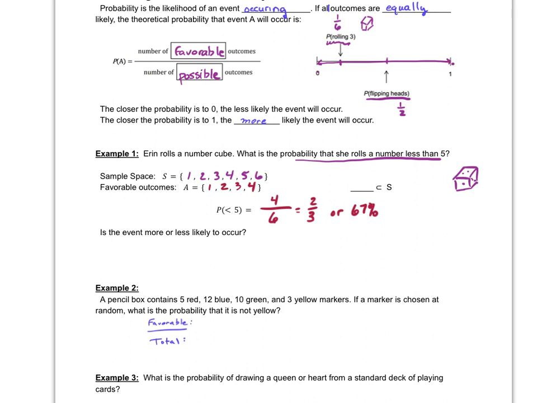Now, in this case, we could say that all my favorable outcomes are actually a subset of my sample space, and that's what they're talking about here, A is a subset of my sample space. And again, the event is more likely to occur. Why? Because it's greater than 50% chance. And that, in a nutshell, is our theoretical probability.